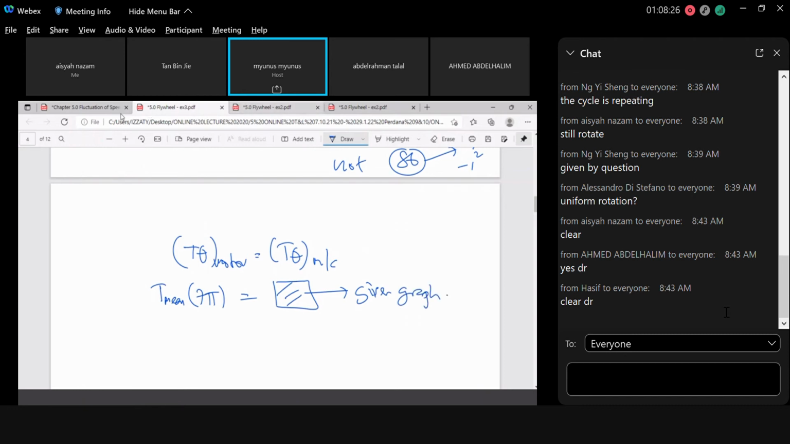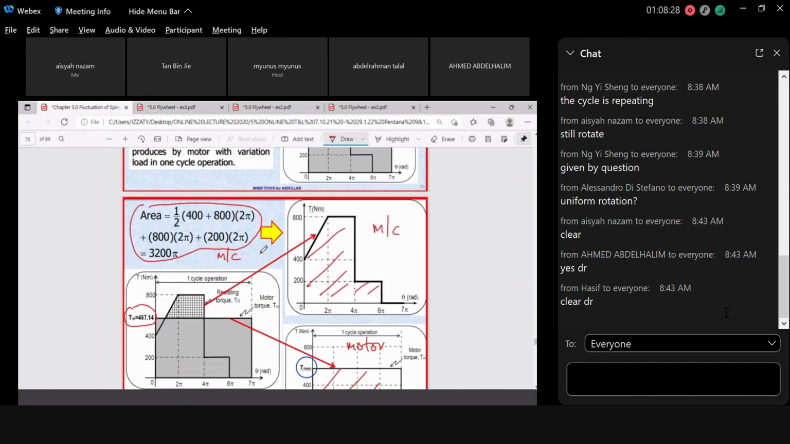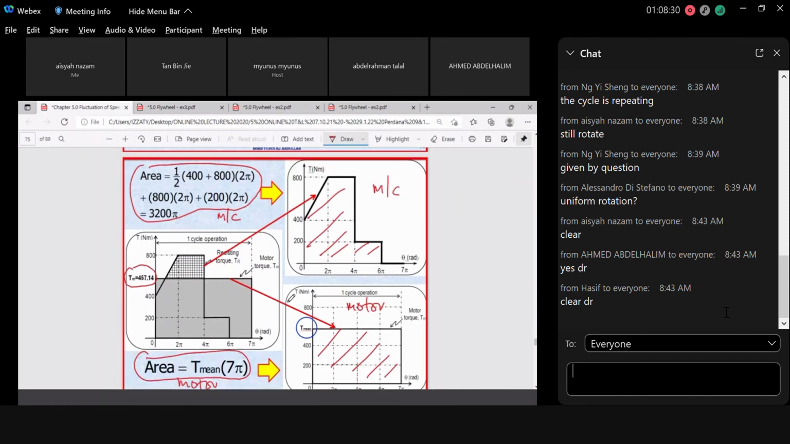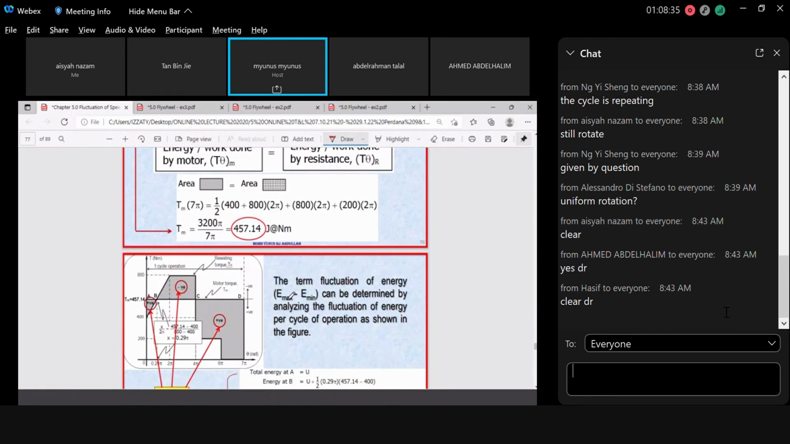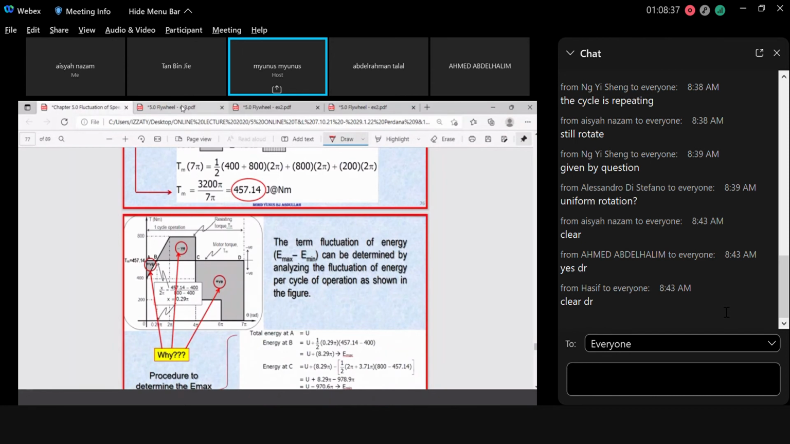Okay, so you have the result with you. The next one is to define the energy analysis. Look at the energy analysis. I will provide you this one, the energy analysis.